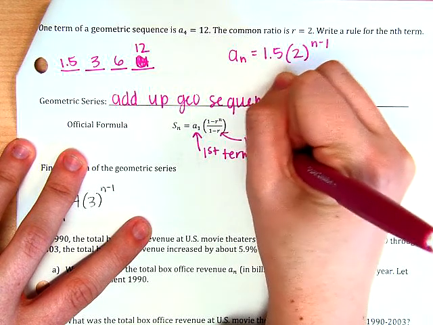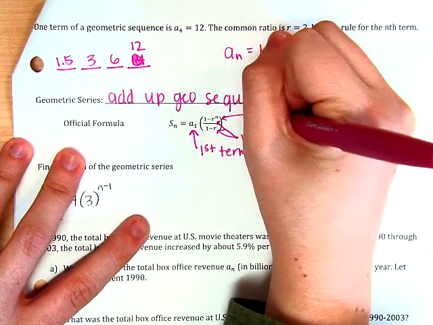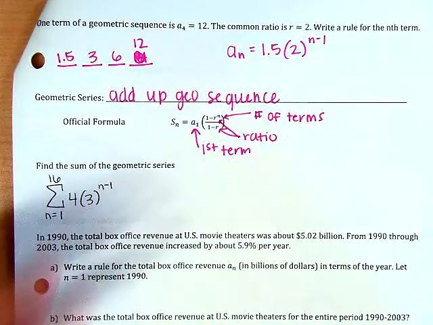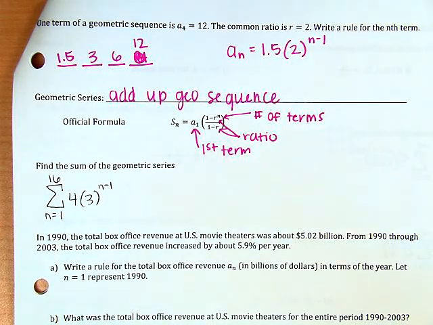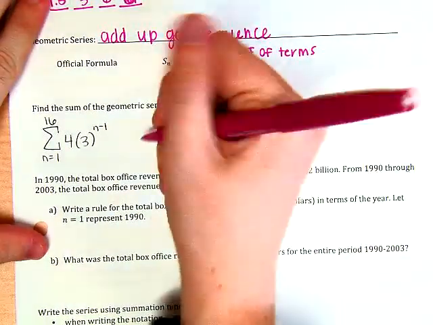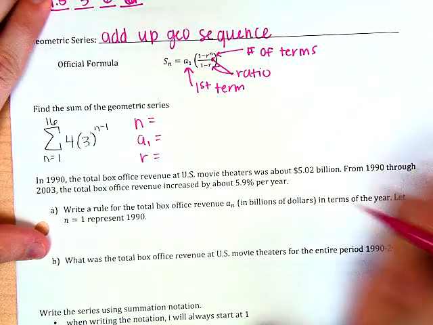R is my ratio, used twice here. And N is my number of terms. So those are the things happening that I need. So it says find the sum of the geometric series. So I need 3 things. I need my number of terms that I'm adding up, my first term, and my ratio.